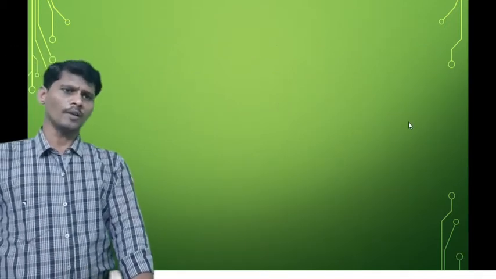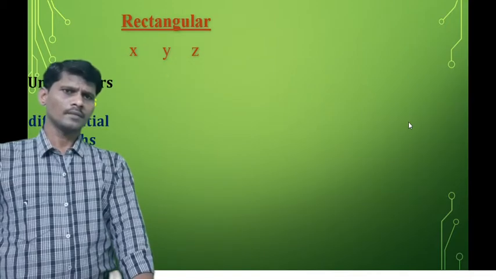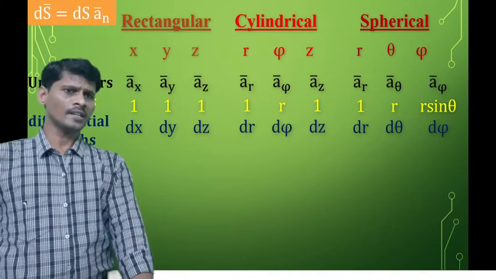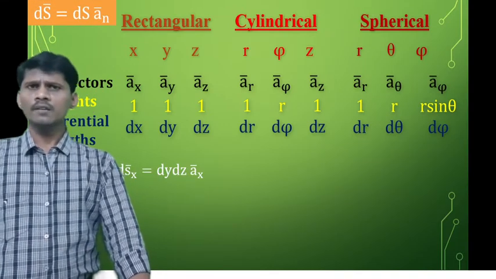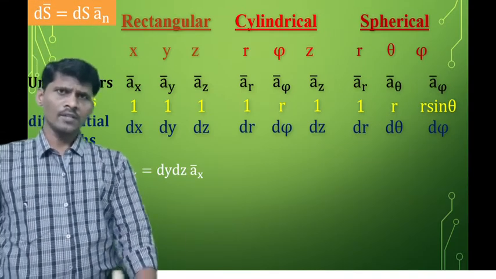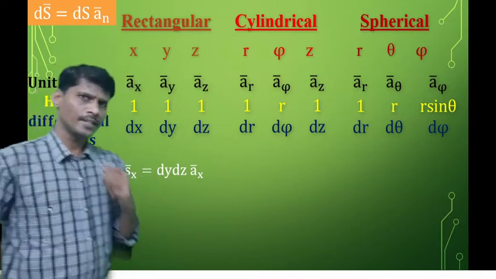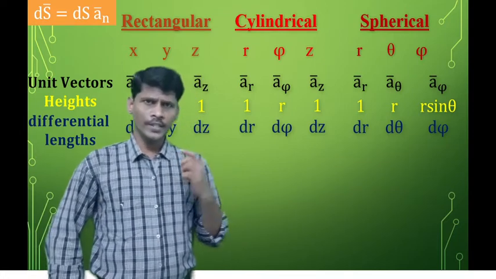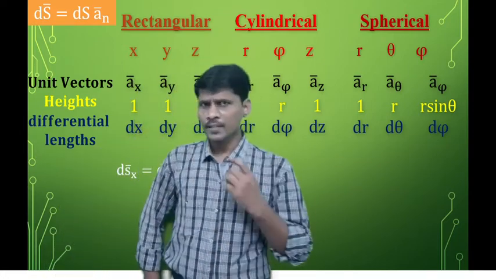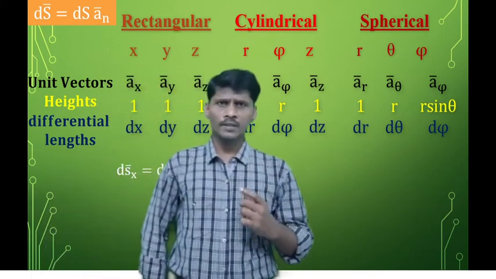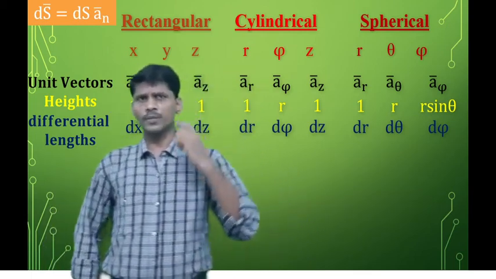And differential volume. In the same tabular column, next easily calculate differential vector surface area. So what is the general representation of differential vector surface area? dS bar is equal to dS into an bar, where dS is the magnitude of differential vector surface area, and an bar is the unit vector in the direction normal to the differential surface.